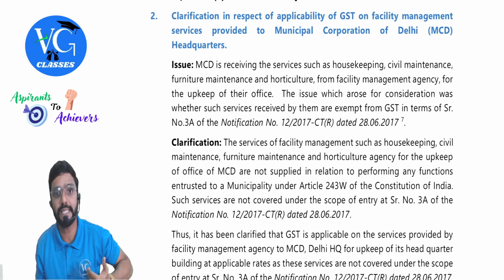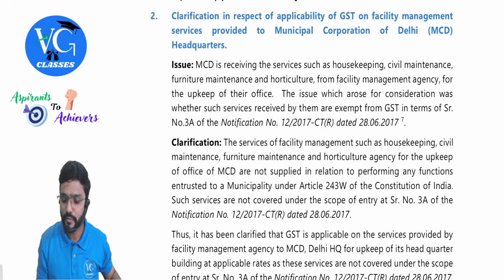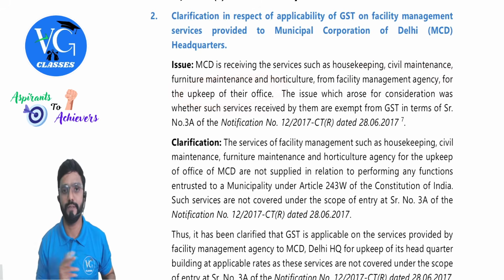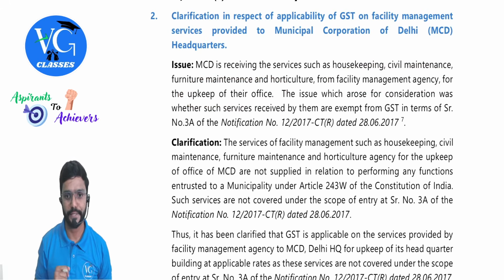So MCD is receiving services. So MCD is the recipient, whereas the supplier is whom? The Facility Management Agency. So the Facility Management Agency is giving some services to MCD for the upkeep of their office. Is it exempt? Is it exempt is the question, guys.